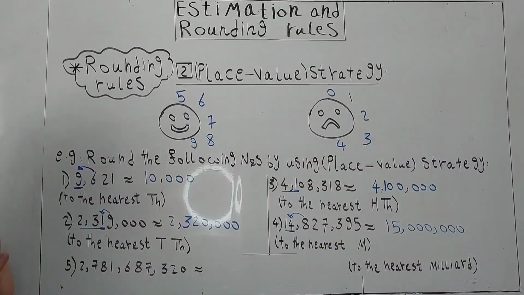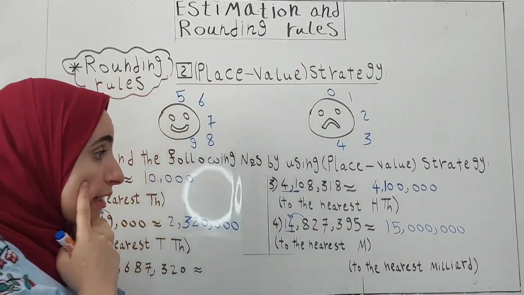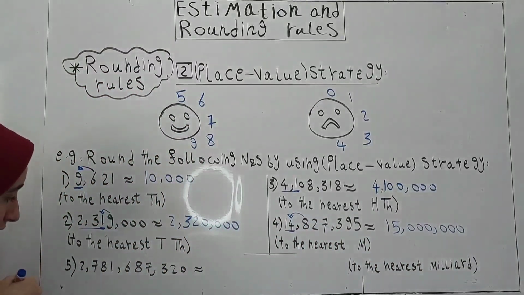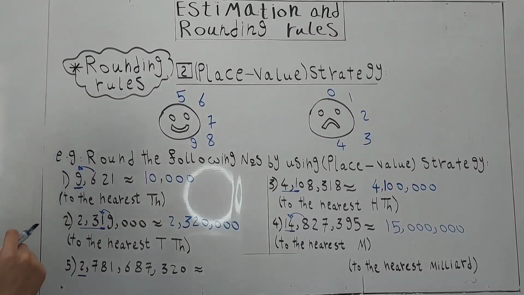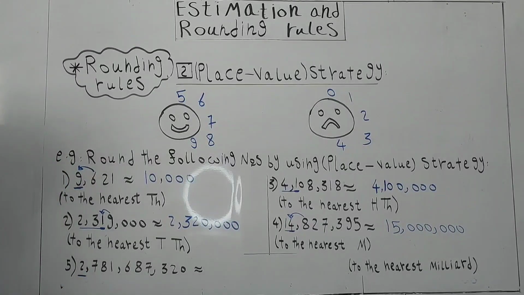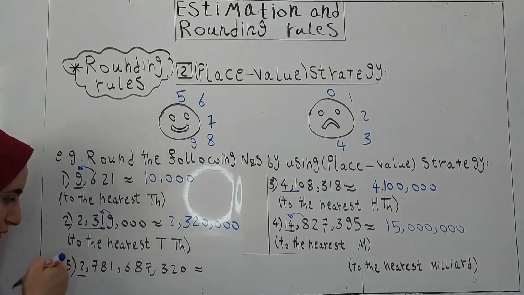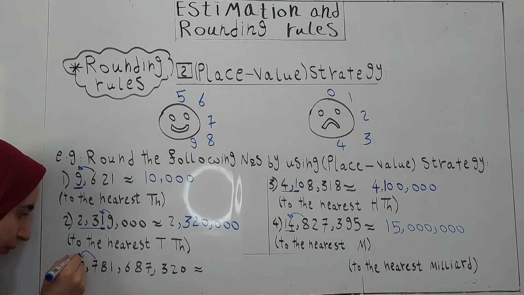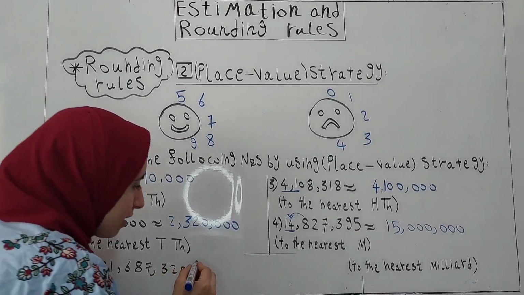The fifth one, we need to round this number to the nearest milliard. We're looking for the digit in the milliard place, which is 1. We underline it. And we're looking at the digit in the next door, which is 7. 7 is a happy number, so the digit 7 adds 1 to the digit 2. We cross out 2 and write 3.